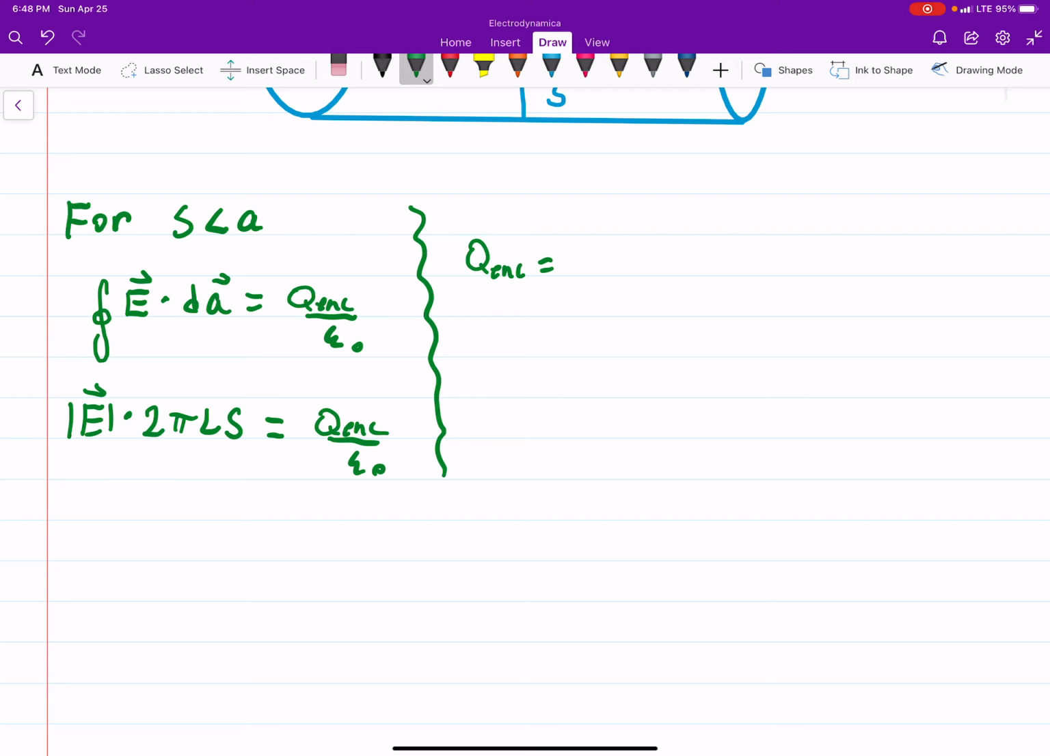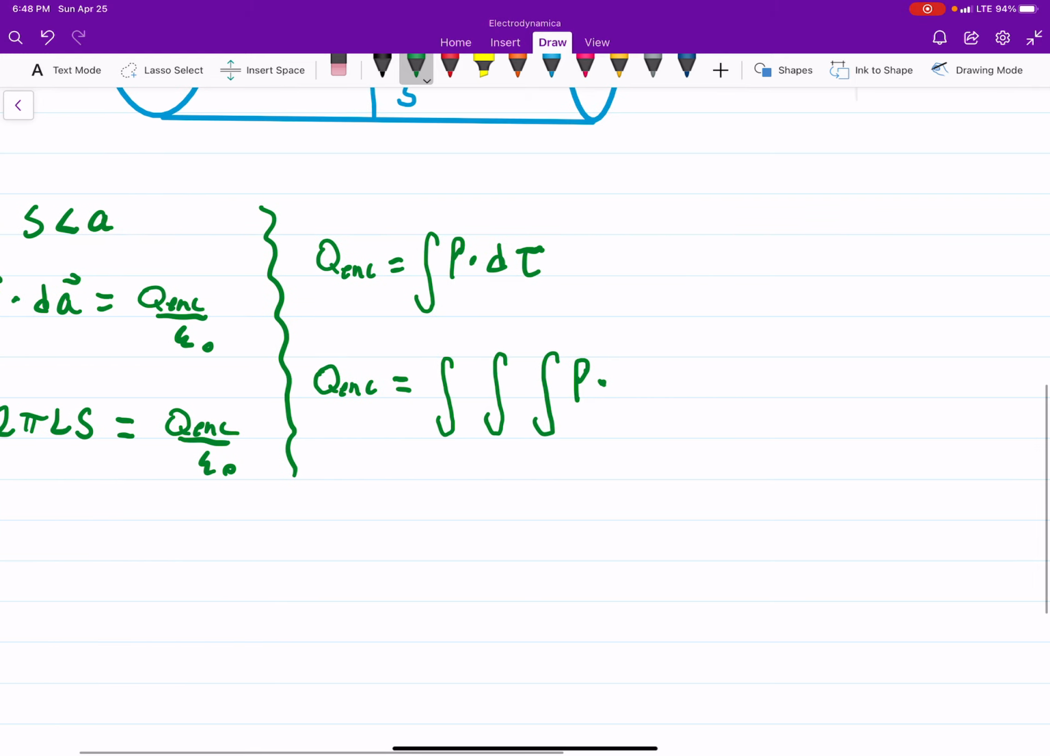Your enclosed charge is going to be the integral of rho dτ, where dτ you could think of as being dV if you prefer. The book uses dτ, so that's what I'll use, but I guess they didn't want them to get confused with something else. But rho has units of charge per volume, and you're multiplying that by a volume element. So the units make sense. Now this is a volume integral, so we have to do a triple integral, rho, and then we need to know dτ for cylindrical coordinates.